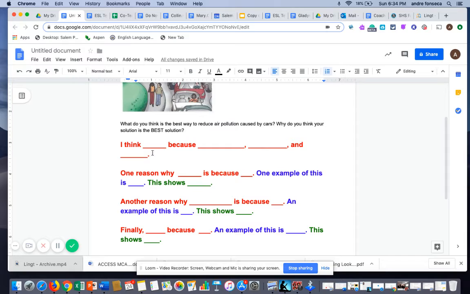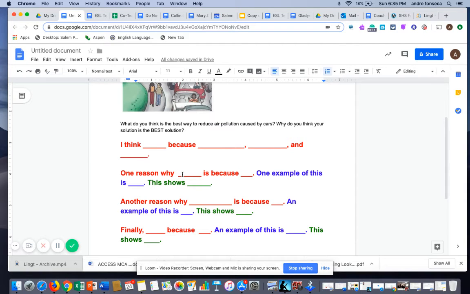Ready, set, go. I think the best solution to reducing air pollution caused by cars is to walk or take public transportation. Because when you walk or take public transportation, that means you're having fewer cars on the road that are causing pollution. Also, when you walk, it's not only good for the environment, but it's also good for you. And walking or taking public transportation is something we can do today to impact our environment instead of waiting for a scientific answer that might only come years later.